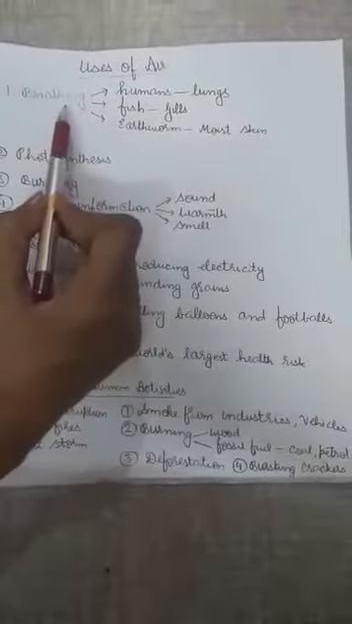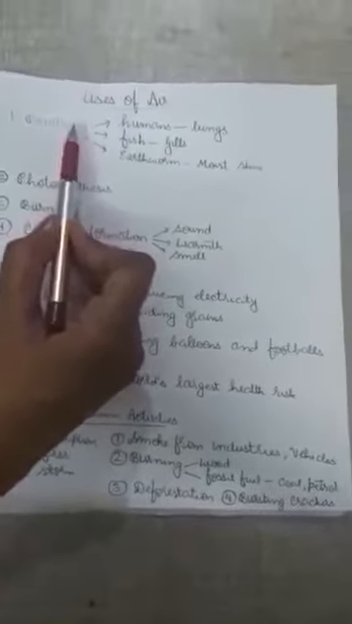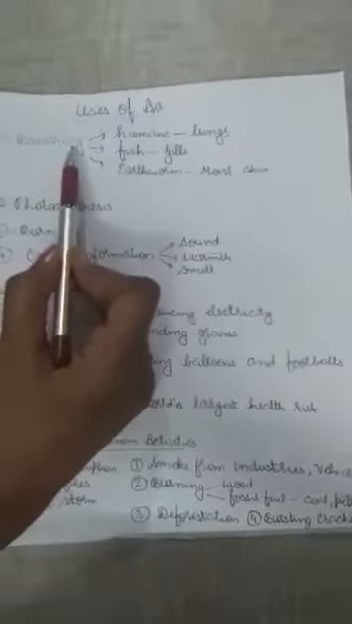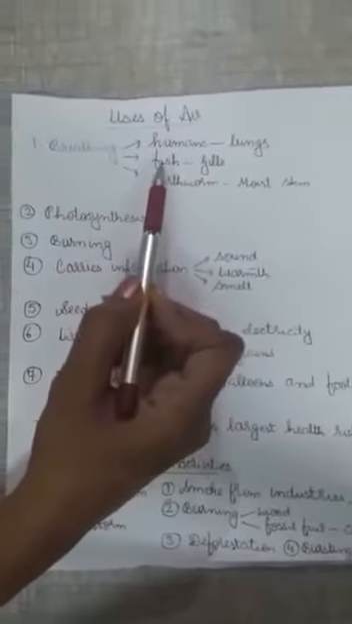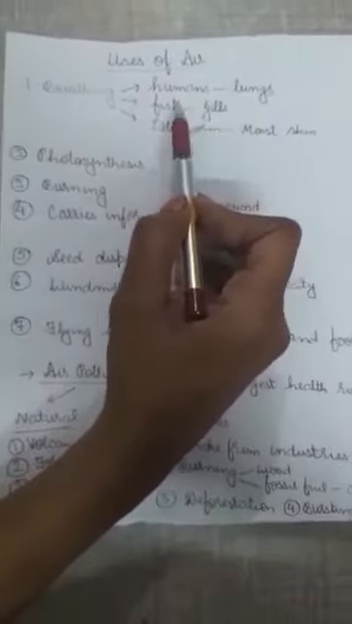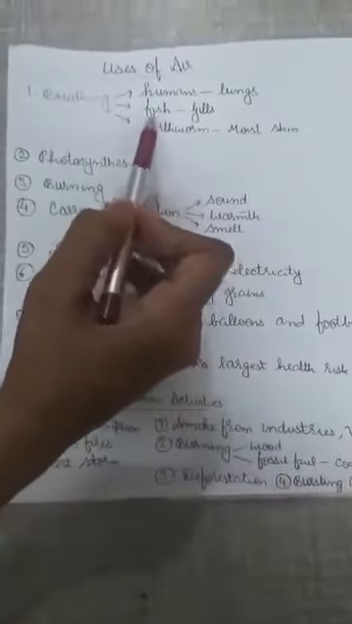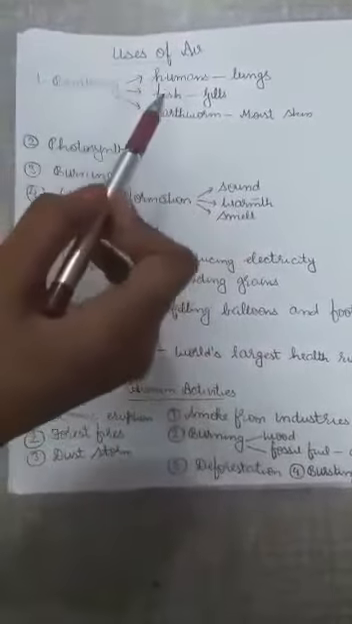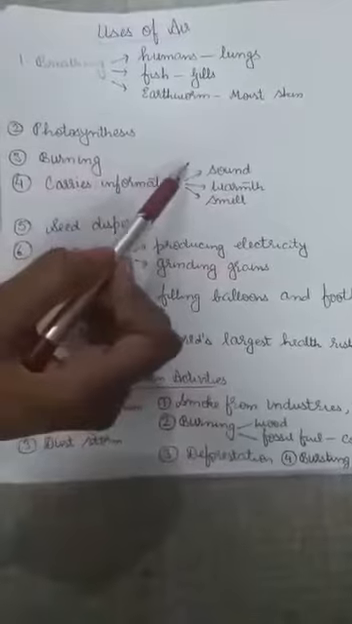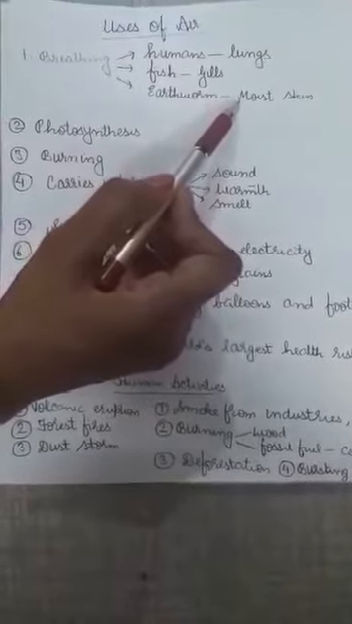The first and the foremost use of air is for breathing. Breathing is a process in which we take in oxygen gas and give out carbon dioxide gas. Although different organisms have different organs for breathing, like humans use lungs, fish use gills, earthworms use moist skin. But when this oxygen is taken inside our body, with the help of blood it is carried to all the cells of our body, and there it is used for burning the food to provide energy.